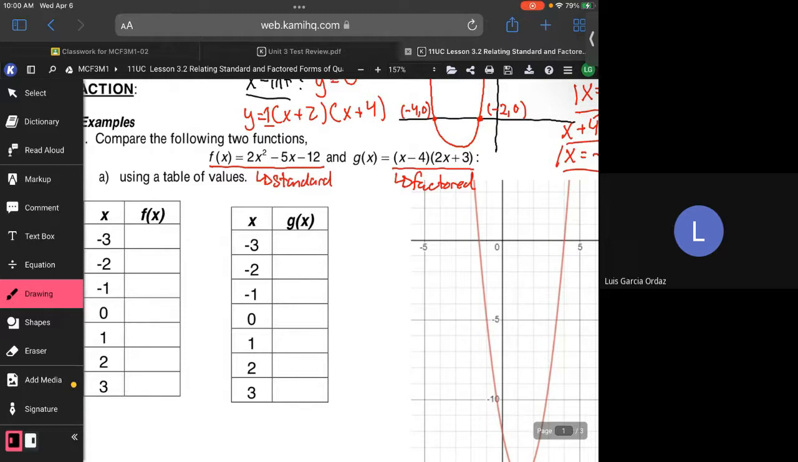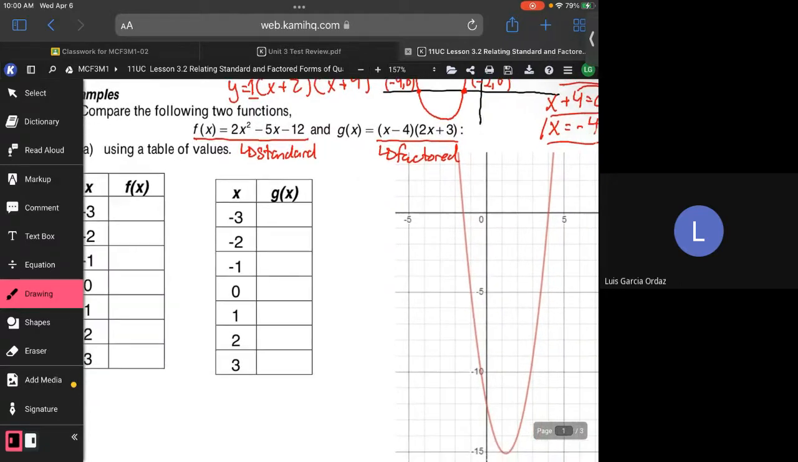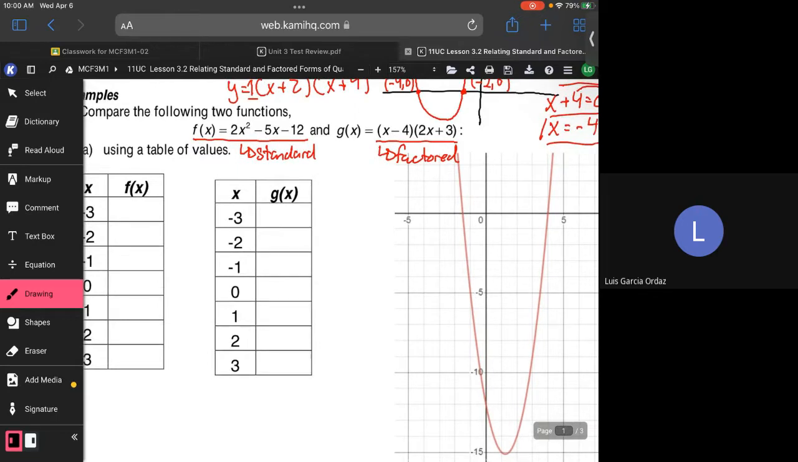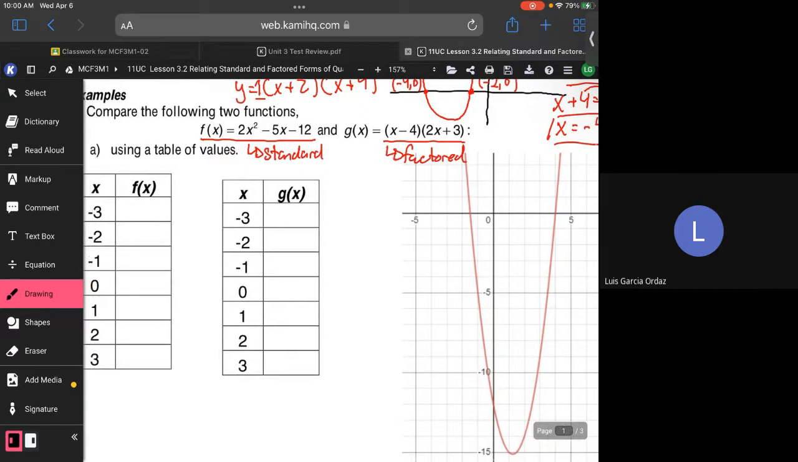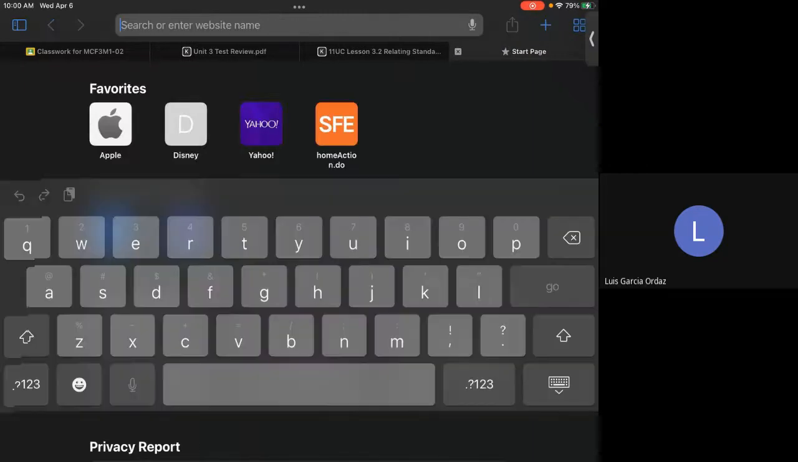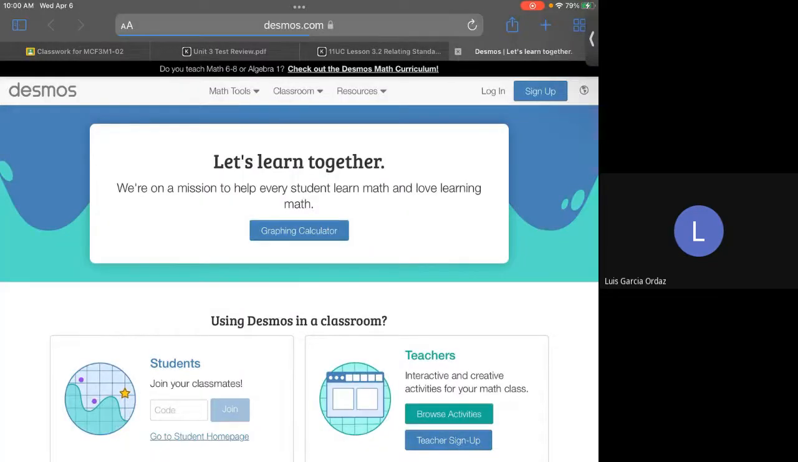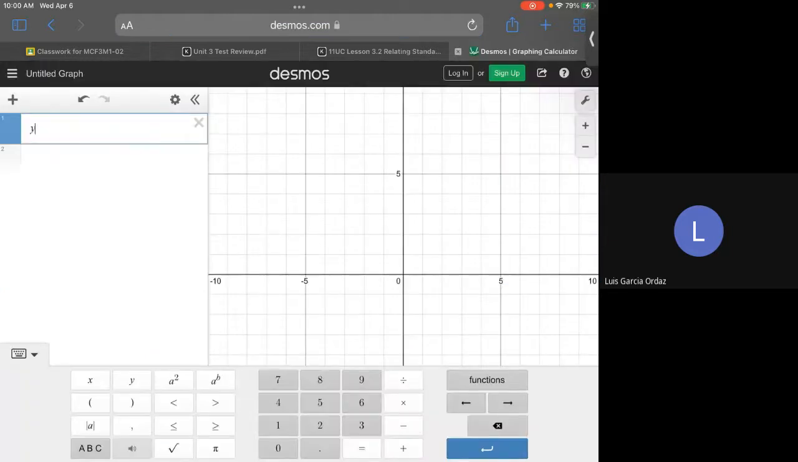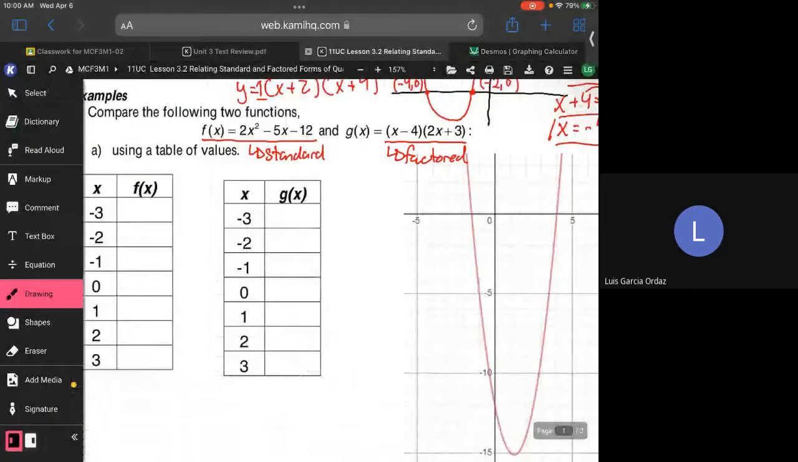So what is the value of my graph when x is equal to negative 3 for both of them? If I sub in x equal to negative 3, what would it be? I'm going to put it up on Desmos because it's easier that way. Are we going to have to know how to do that? Not right now. Right now, I'm just going to show you a little example. What is it? 2x squared minus 5x minus 12.